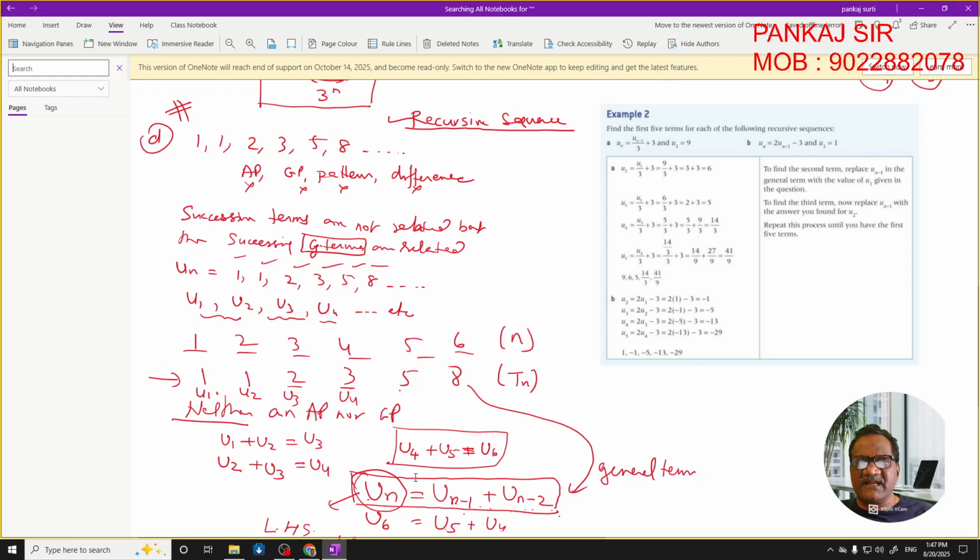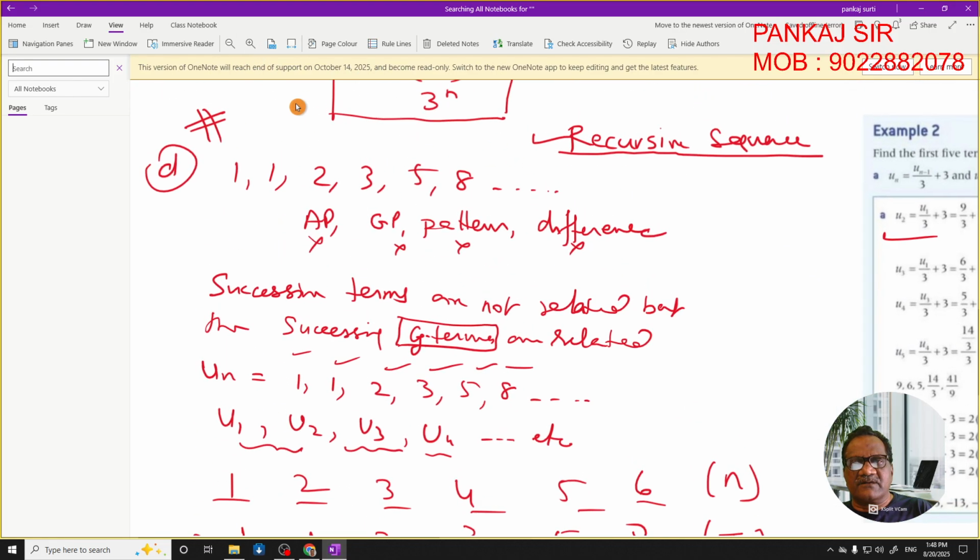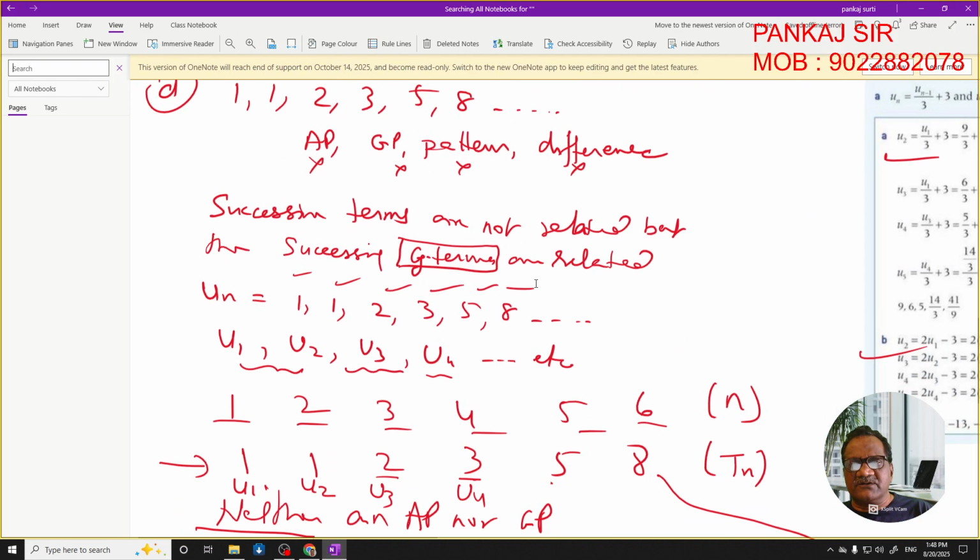Now quickly let us do a couple more examples. You can see one example given over here and a second example given over here. It's a solved example, so I'll just explain it, and we'll wind up today's session.